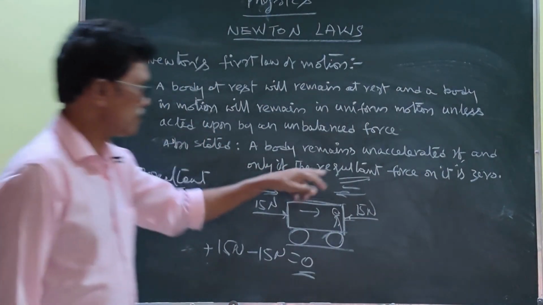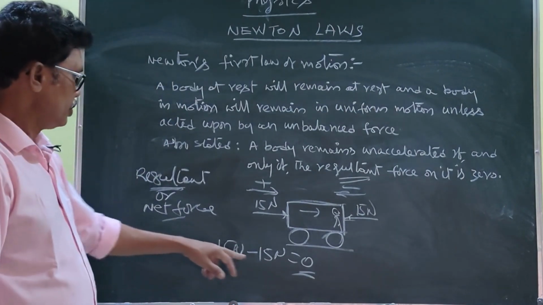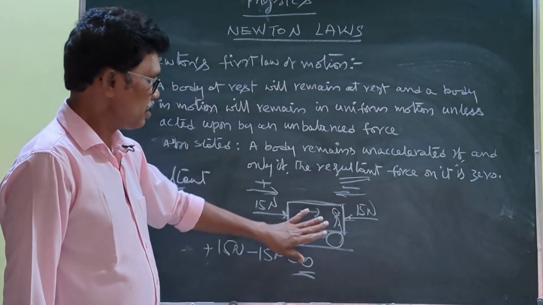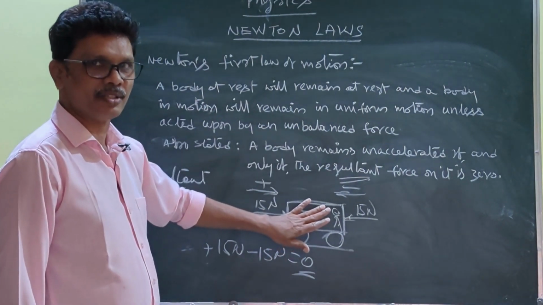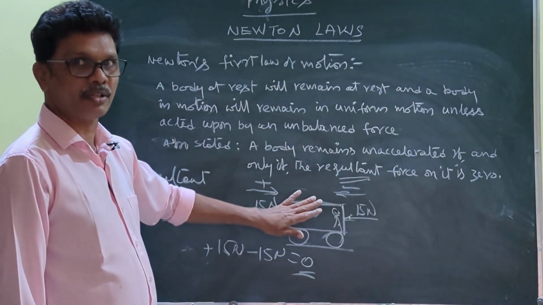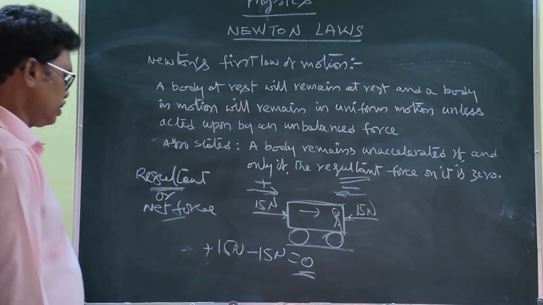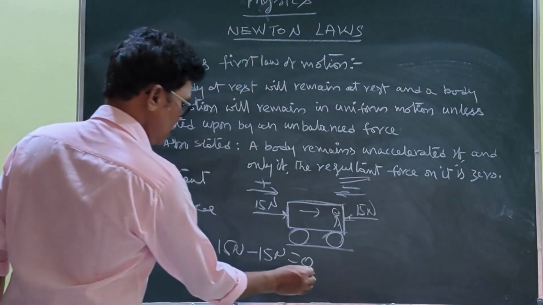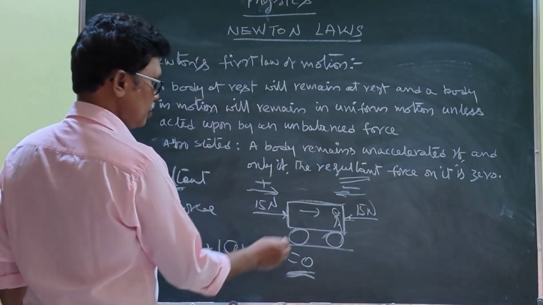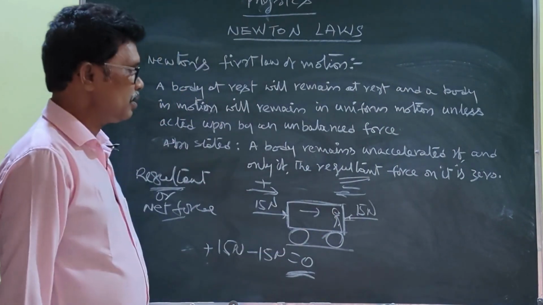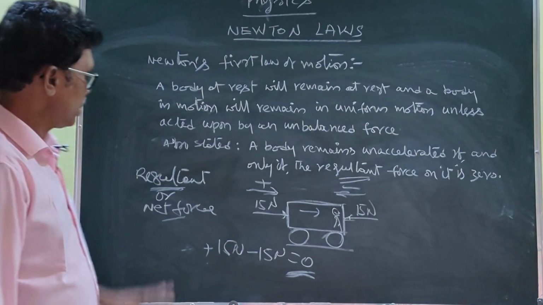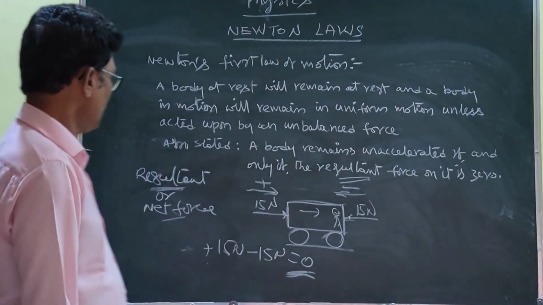So this is the meaning of this. The resultant force on it is zero. Therefore, the motion of this object does not change. It does not accelerate, because this net resultant force is zero. So this object does not accelerate. That is the meaning of resultant force or net force.